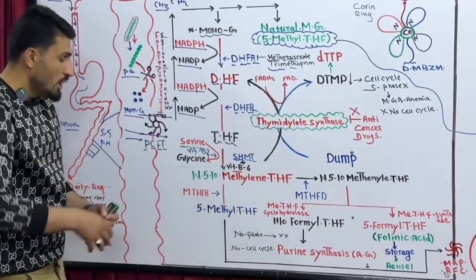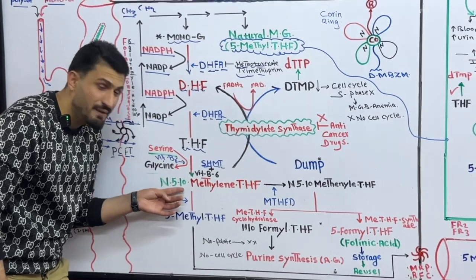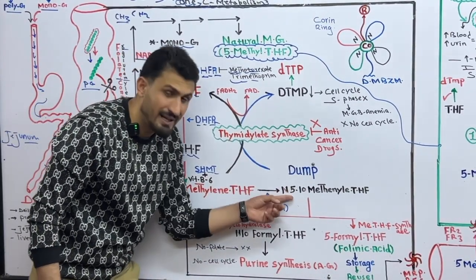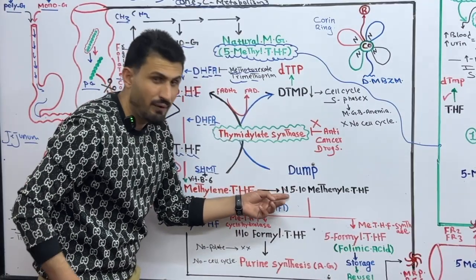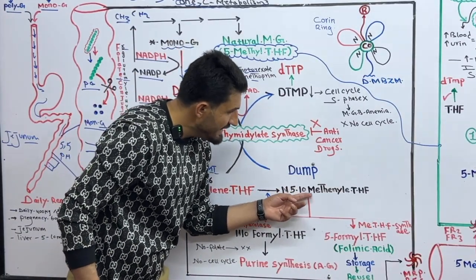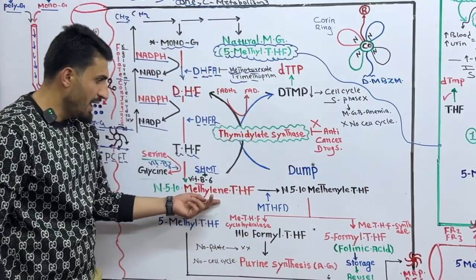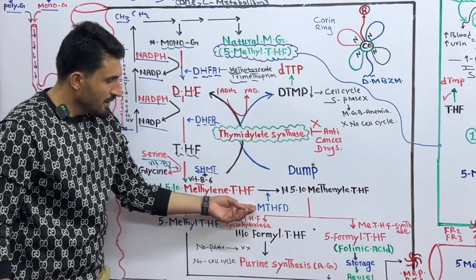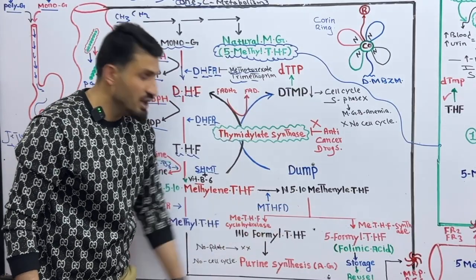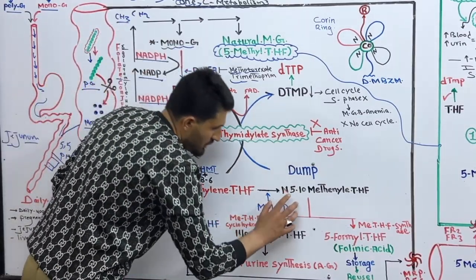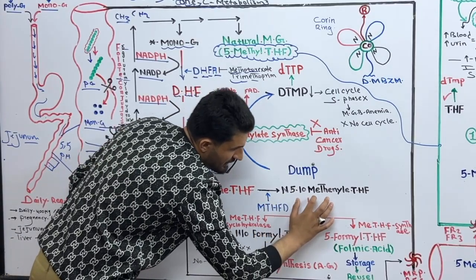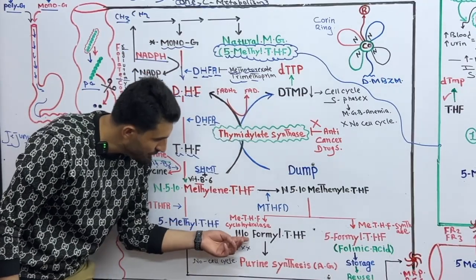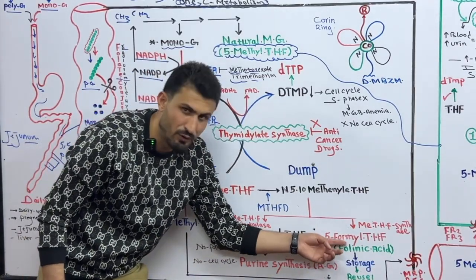Plus we can convert this, and this is very important, N5,N10-methylene tetrahydrofolate to another form of folate which is called N5,N10-methenyl tetrahydrofolate. This is methylene tetrahydrofolate. This is methenyl tetrahydrofolate, and the enzyme is called methylene tetrahydrofolate dehydrogenase. Now we can change N5,N10-methenyl tetrahydrofolate to two other forms of folate, which are called N10-formyl tetrahydrofolate and 5-formyl tetrahydrofolate.